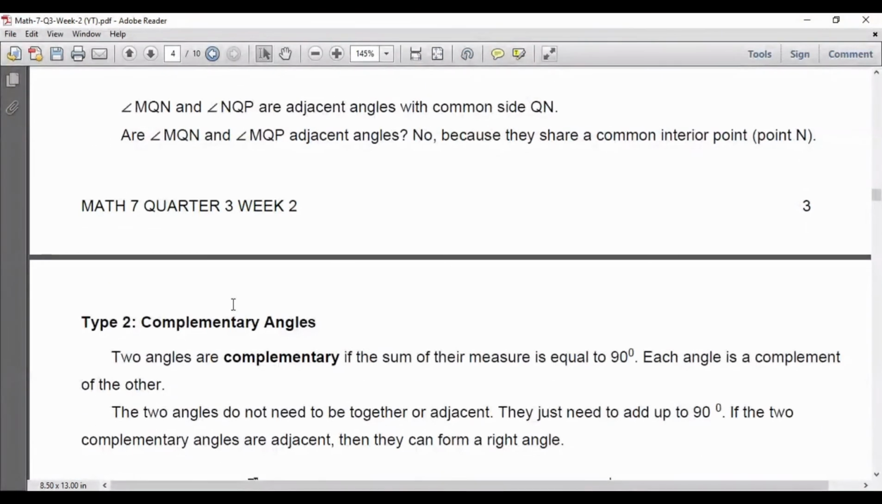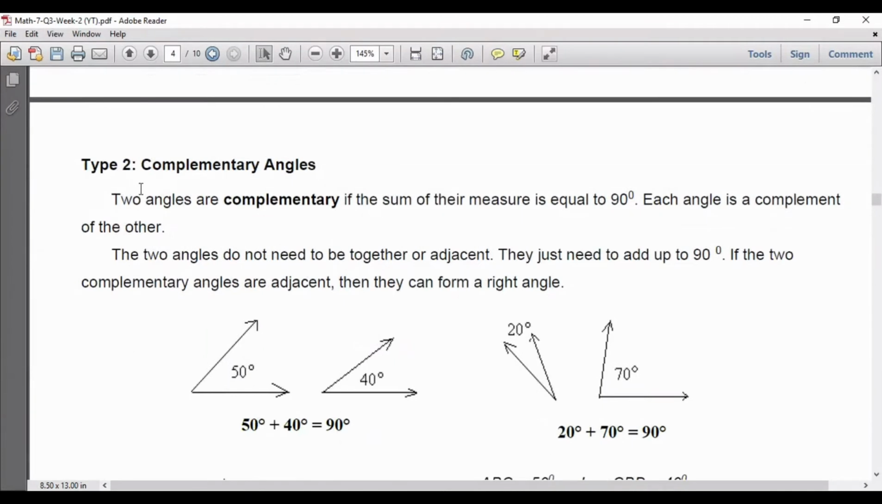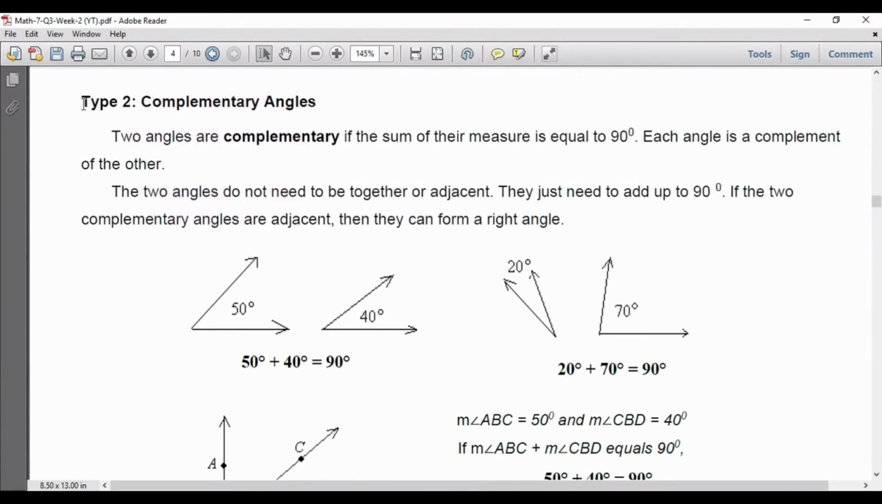Let's have another type of angle pair: complementary angles. What are complementary angles? Two angles are complementary if the sum of their measures is equal to 90 degrees. The important thing here is this 90 degrees.